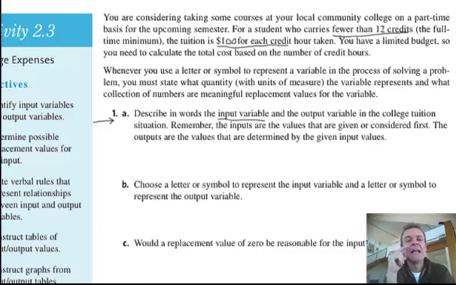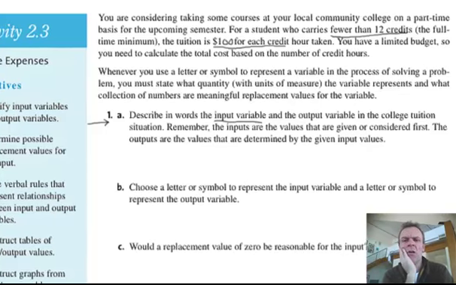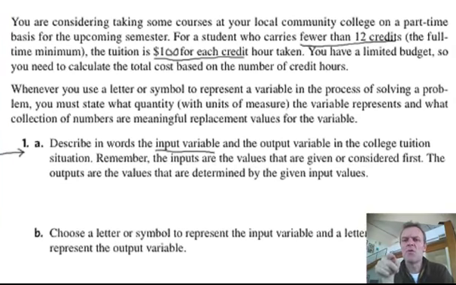Okay, so you're going to go to a local community college. You are at a local community college, part-time basis, which means you have to take fewer than 12 credits. All right, I've underlined that bit there. The tuition is $100 for each credit. Okay, limited budget. You need to calculate total cost based on the number of credit hours.